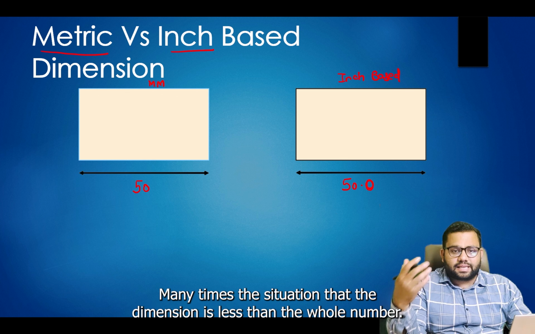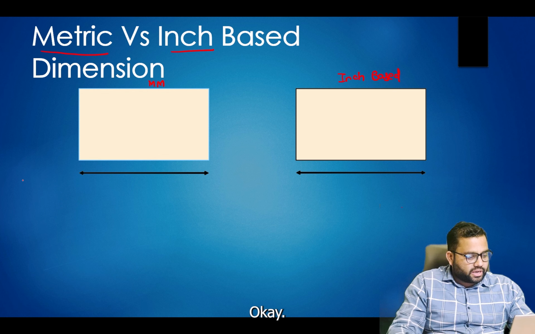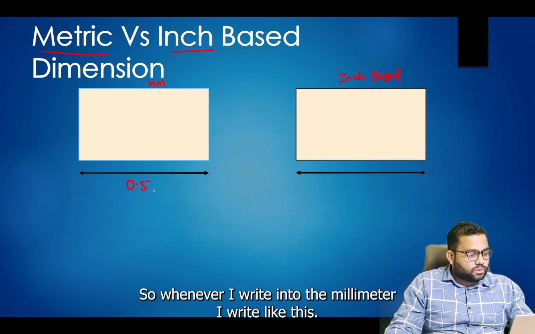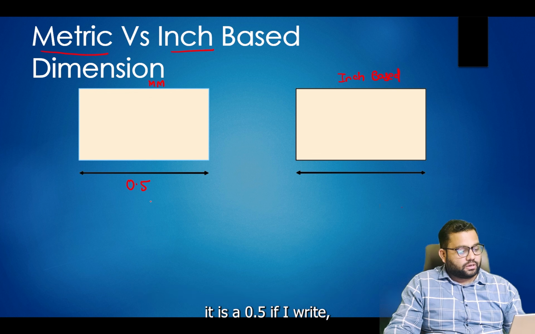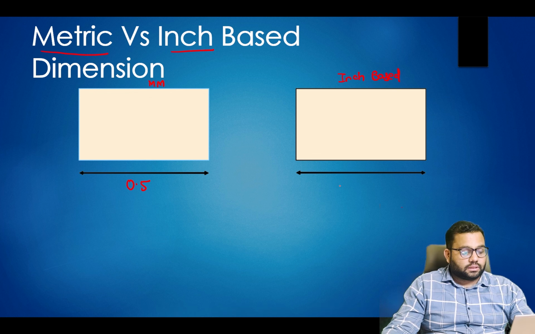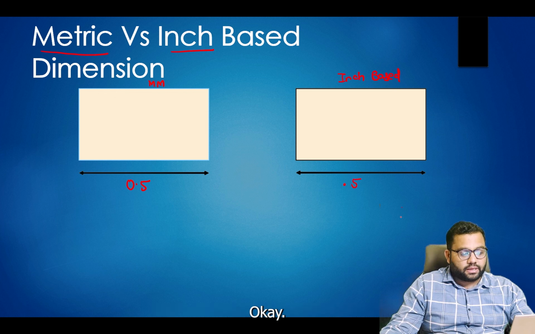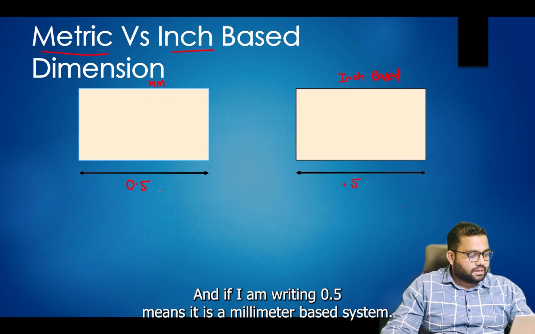Whenever the dimension is less than a whole number, many times the situation comes that the dimension is less than the whole number. Let's say it is 0.5. If I write into the millimeter system, I write it like this, 0.5. If I write into the inch based system, I will not write 0 before the decimal. I will write just the decimal and 5, like .5. So if I am writing .5, it is an inch based system, and if I am writing 0.5, it is a millimeter based system.